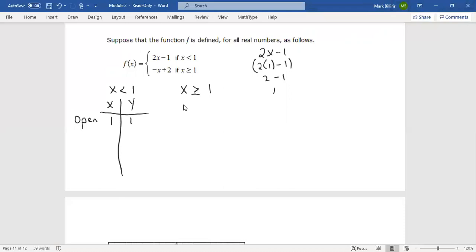Then I choose another value less than 1, 0, and I'm going to do -1 as well. So again, I plug it into the 2x minus 1 because I follow this if this exception is in effect. So I plug -1 in. So 2 times -1 minus 1 is -2 minus 1, which is -3. And I'm going to do the same thing for 0. 2 times 0 minus 1, 0 minus 1 is a -1. So I'm done with my first table.